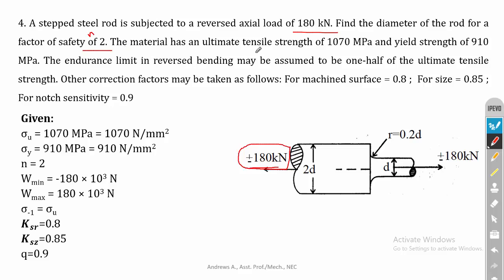The material has an ultimate tensile strength of 1070 megapascal. So sigma u is equal to 1070 Newton per mm square. And yield strength of 910 megapascal. So sigma y is 910 Newton per mm square. n is equal to 2. The endurance limit in reversed bending may be assumed to be half of the ultimate tensile strength. Okay, so here the endurance limit in reversed bending is half of the ultimate tensile strength.